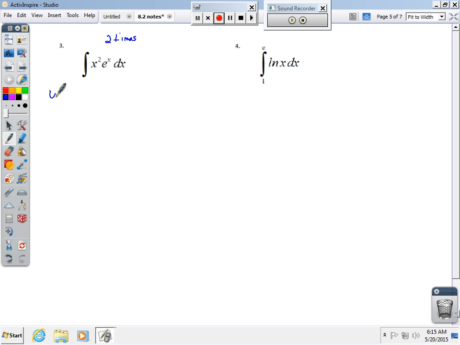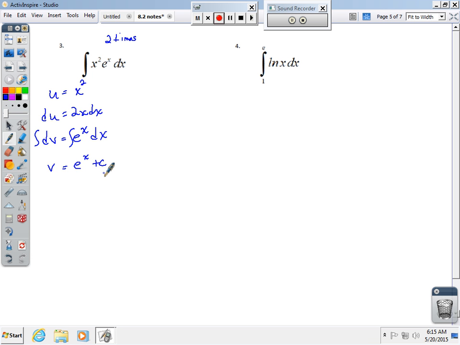So u is going to be equal to x squared. Again, this is the whole part of it, what do you make u and what do you make dv? du would be equal to 2x dx. And then dv is going to be the remaining part, which is e to the x dx, which means v is, integrate this. So if I integrate dv, I get v, integrate e to the x, I get e to the x plus c.